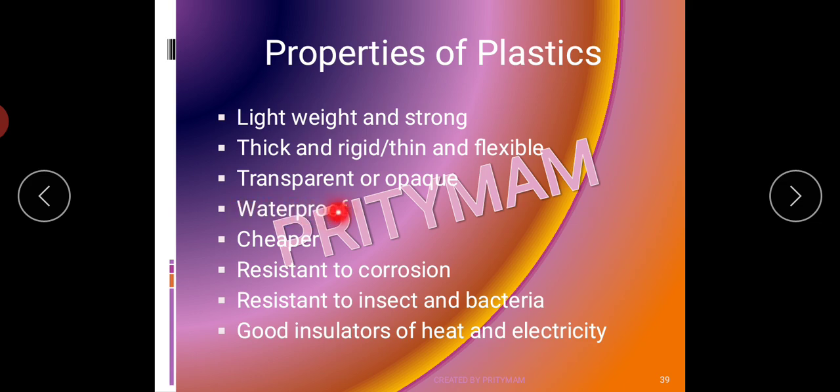They are also waterproof, and they are generally cheaper than most of the other fabrics. Plastics do not react with air or water, meaning we can say that they are resistant to corrosion. Therefore, they are often used to store chemicals and other substances. They are also resistant to insects and bacteria. Plastics are good insulators of heat and electricity. This is the reason why plastic is used to make covers of electrical wires and handles of cookwares and in many different ways.